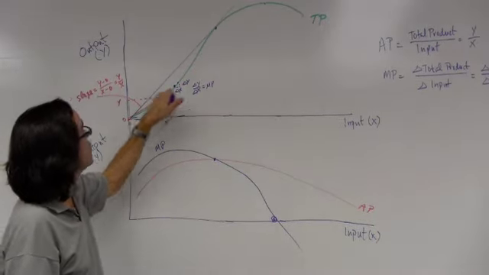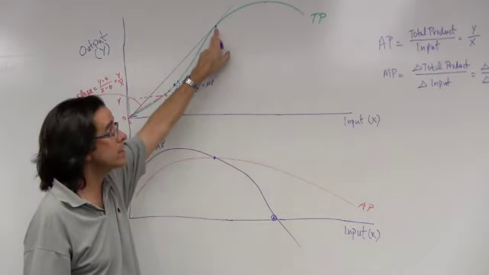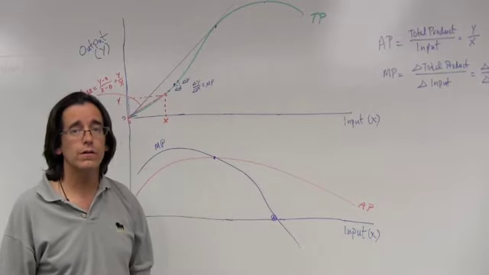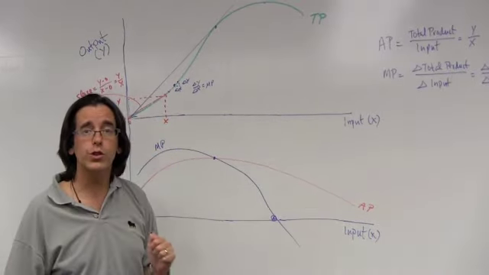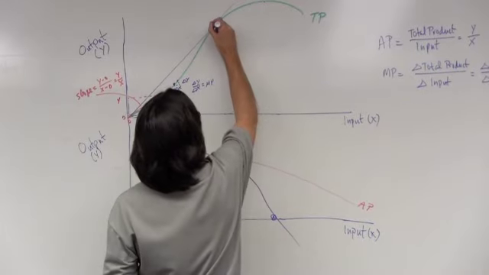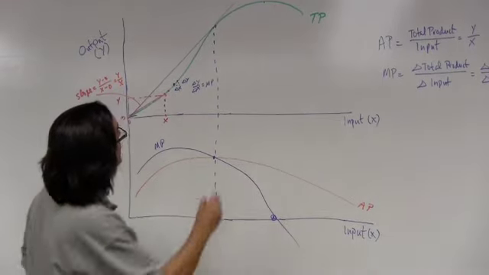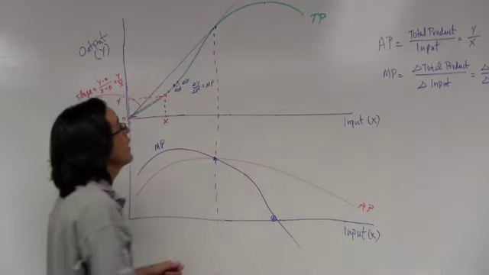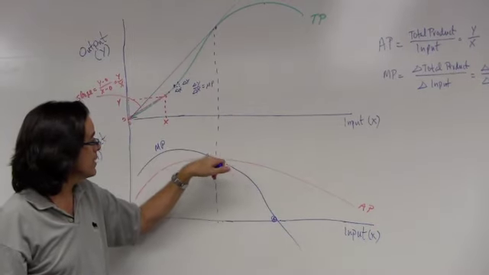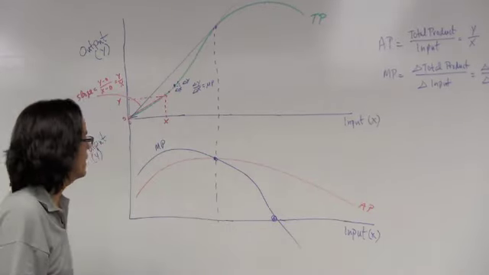There's a line connecting the origin to this point, so the slope of that line would be the average product. You also notice that that line is tangent to the curve, so the slope of that line is also a marginal product value. So what we could do is just crudely drawing. So this is the one point where the marginal product is intersecting the average product, or the value of the marginal product is equal to the average product.